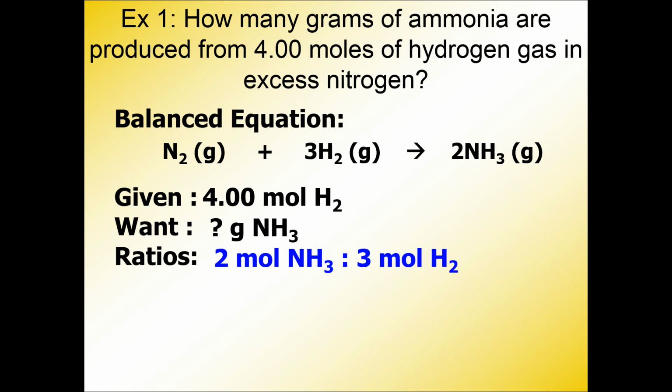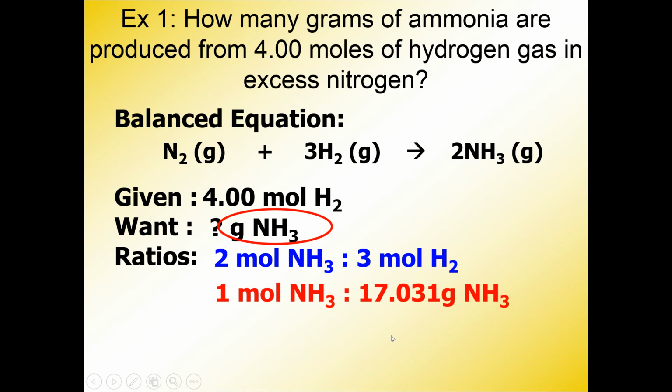Now, as I scan the given and the want for more clues, I see a unit of grams. Grams is a big clue to us because that tells us to calculate a molar mass. We need a molar mass, and the molar mass we need for this problem is NH3. The reason why we're calculating NH3 is because I see a unit of grams next to the NH3. I don't see a unit of grams next to H2, so we don't need a molar mass for H2. And here is the molar mass for NH3.